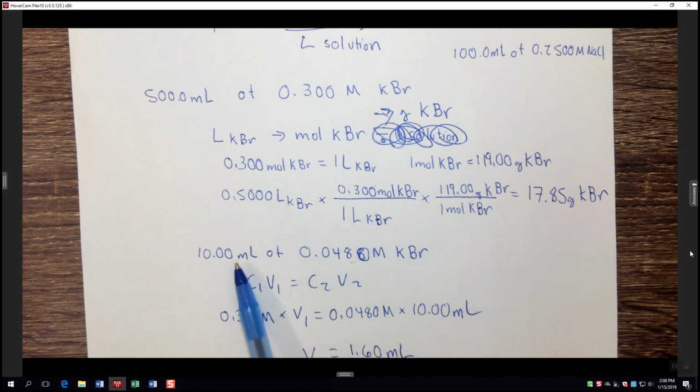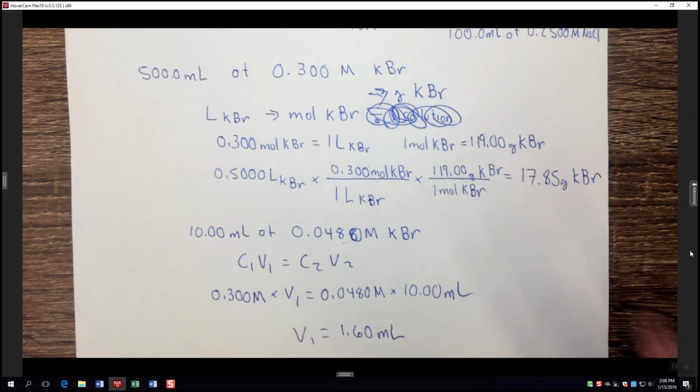To actually make this solution, we would use the volumetric pipette that was used in the previous section, pipette in 1.6 milliliters of the 0.3 molar KBr into a 10 milliliter volumetric flask. We would then fill that volumetric flask to the calibration line, and we would have 10 milliliters of a 0.0480 molar KBr solution. Remember again that in the lab, you're going to make 25 milliliters of a 0.016 molar NaCl solution as your first standard that you're going to measure the conductivity of.